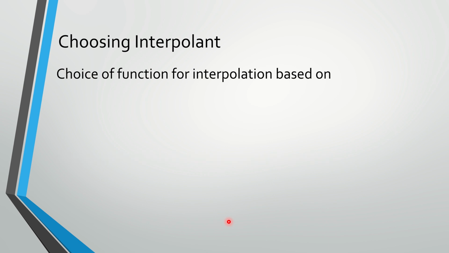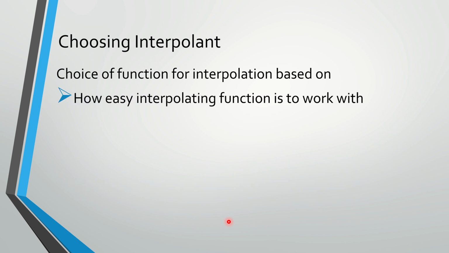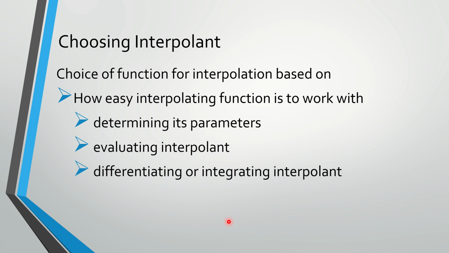So what are the main interpolants? So the choice of function for interpolation is based on how easy the interpolating function is to work with. Okay, तो इसमें हमें मेनली क्या करना होता है, कुछ पैरामीटर्स को कंप्यूट करना होता है, फाइंड करना होता है, फिर इसके बाद हम उस इंटरपोलेंट को एवेलिएट करते हैं। ओके, and then we can differentiate and integrate that interpolant as well.